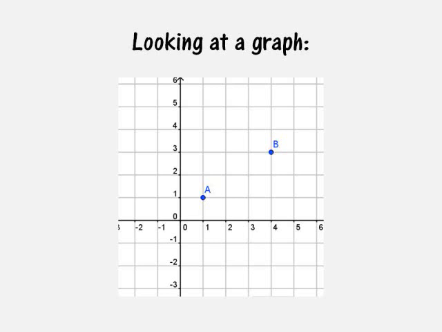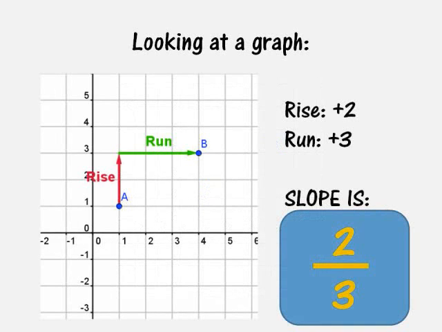Well, when you look at this next slide, you count your rise over your run. So you would count up 2 from point A, and you would count over 3 places. So there's a vertical distance of 2 between A and B, and there's a horizontal distance of 3 between A and B. So like I said earlier, you count rise over run. Your rise is 2, and your run is 3.